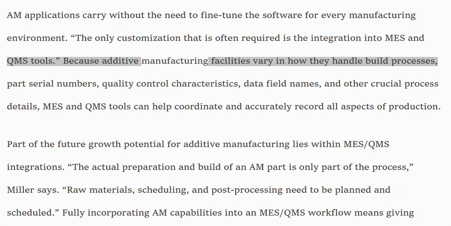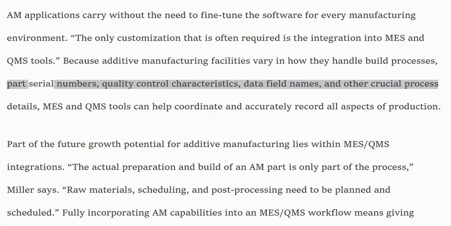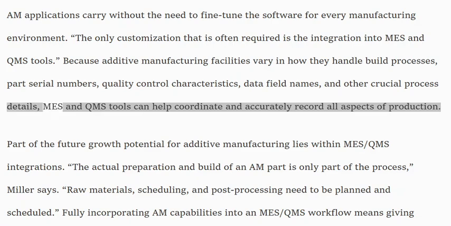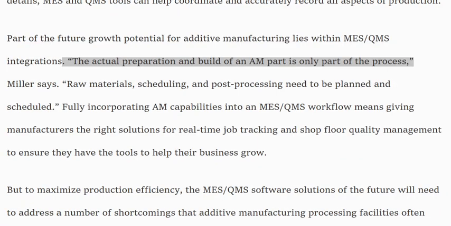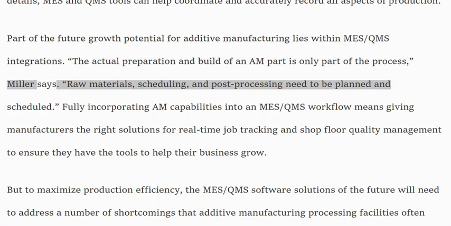Because additive manufacturing facilities vary in how they handle build processes, part serial numbers, quality control characteristics, data field names, and other crucial process details, MES and QMS tools can help coordinate and accurately record all aspects of production. Part of the future growth potential for additive manufacturing lies within MES QMS integrations. The actual preparation and build of an AM part is only part of the process, Miller says.